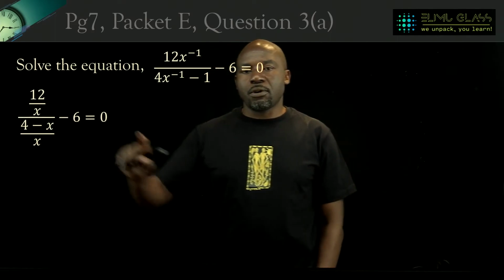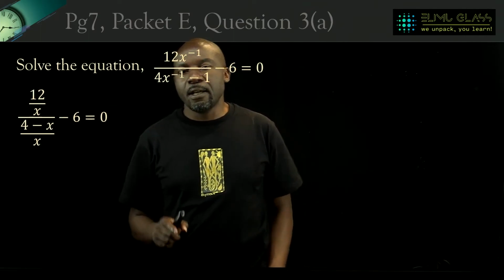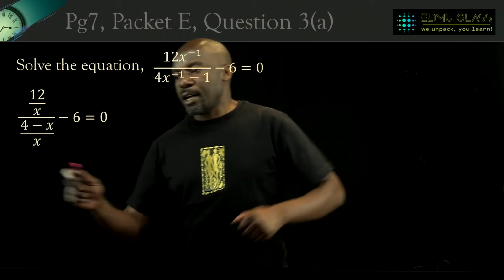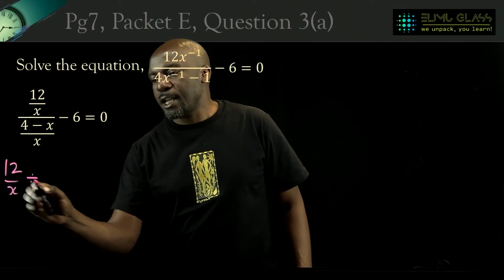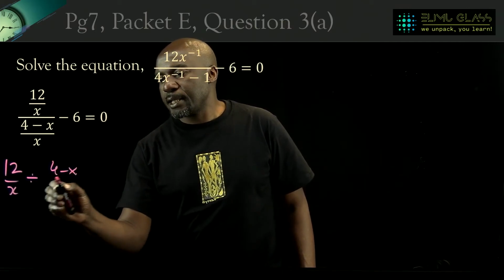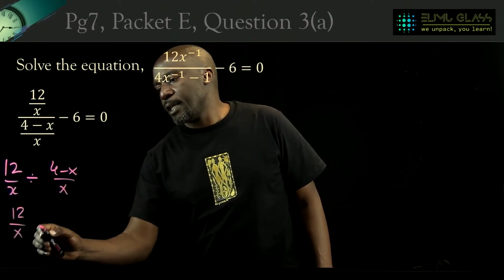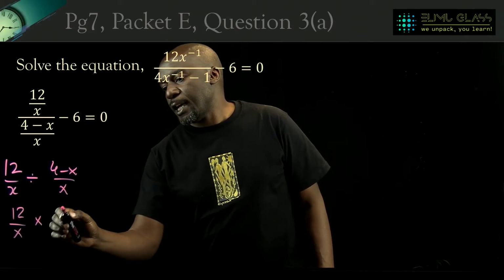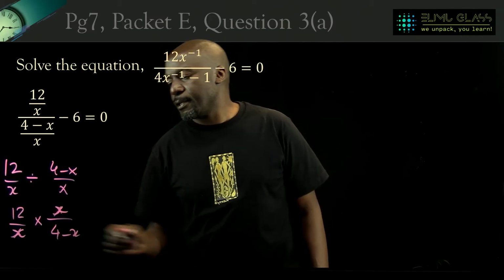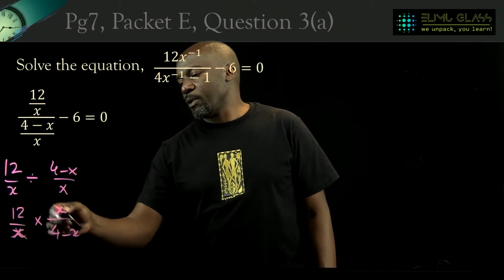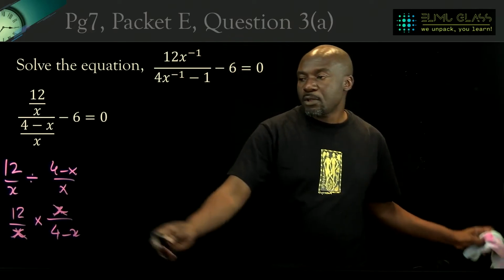And now the next thing is, of course, to solve this complex part. Ignore the minus 6 yet. All right? So what does that give me? So I have 12 over x divided by 4 minus x over x. And I can flip this, so I have 12 over x times x over 4 minus x. This is x. This is x. Okay? And of course, this will cancel with that, and I'm left with 12 over 4 minus x, as you will see shortly. So I hope you can see this.